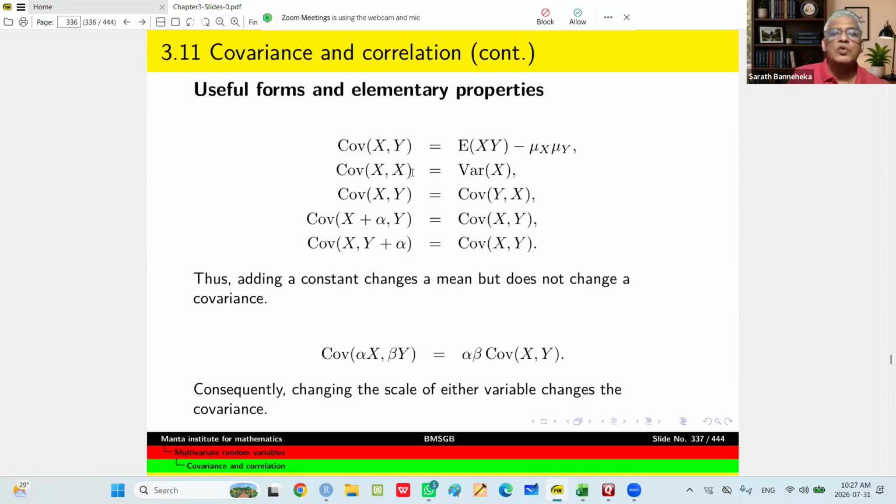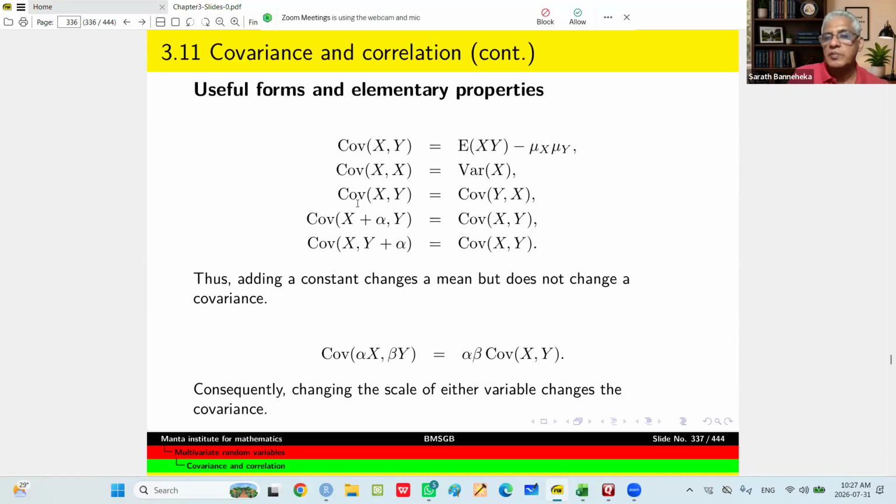If you consider the covariance between the same variable, X and X, it is the same as the variance of X. If you apply X and X here, you'll have the expected value of X squared minus mu X squared, because mu Y will be the same as mu X. We know that the expected value of X squared minus mu X squared is the variance. So you can easily see that the covariance of the same variable is the variance.